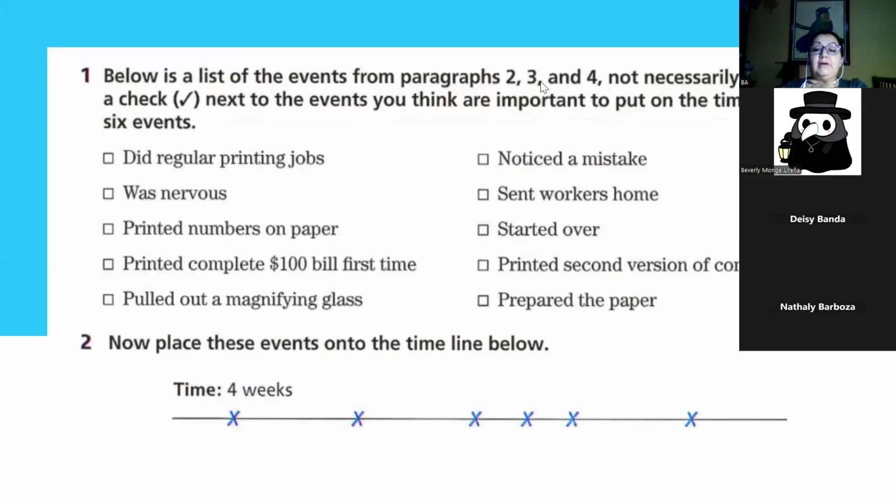Below is a list of the events from paragraphs 2, 3, 4, not necessarily in order, but a check next to the events you think are important to put on the timeline, ok? ¿Cuáles de estas son cosas importantes para poner en un timeline? Read and decide. Did regular printing jobs, was nervous, printed numbers on papers, printed complete 100 bills first time. Pulled out a magnifying glass. Noticed a mistake. Sent workers home. Started over. Print the second version of complete $100 bills. Prepare the paper. ¿Cuál de estas será importante para ponerla en una línea de tiempo?